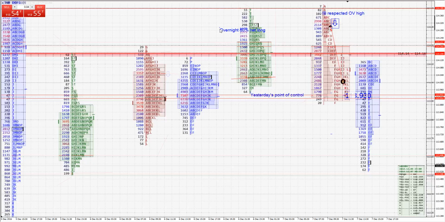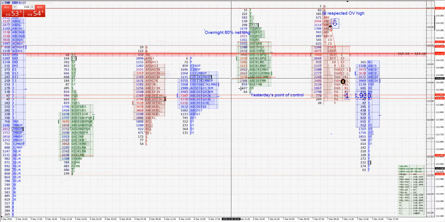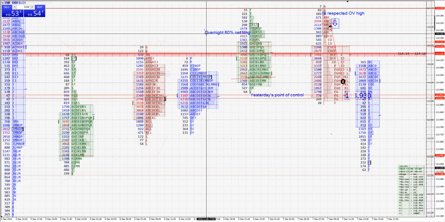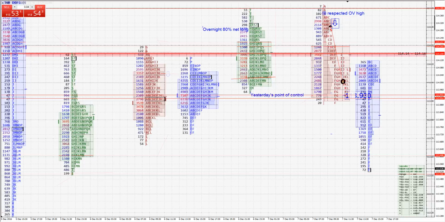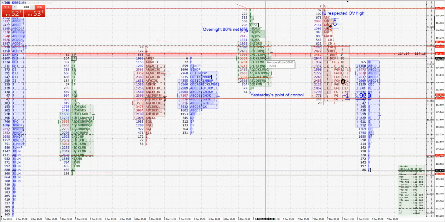So today's entry was this: I saw that most of the overnight session traders were net long, about 80%. This is the open of the overnight session. They were 80% net long. Now we have some selling tails, some single prints here, and I'm calling you to join my live intraday trading room and not miss the opportunity.